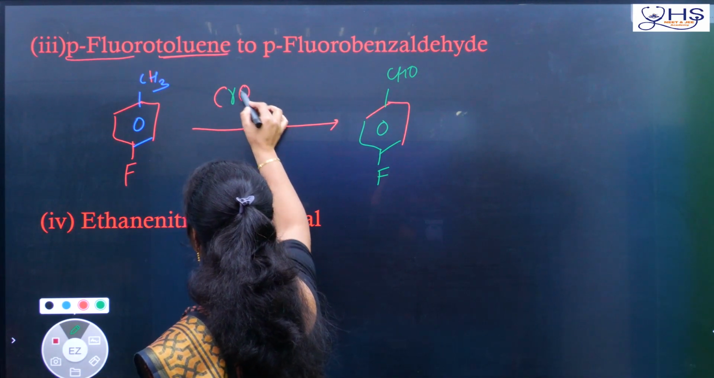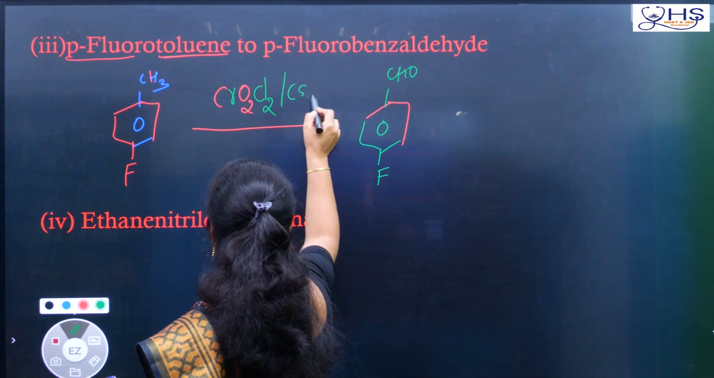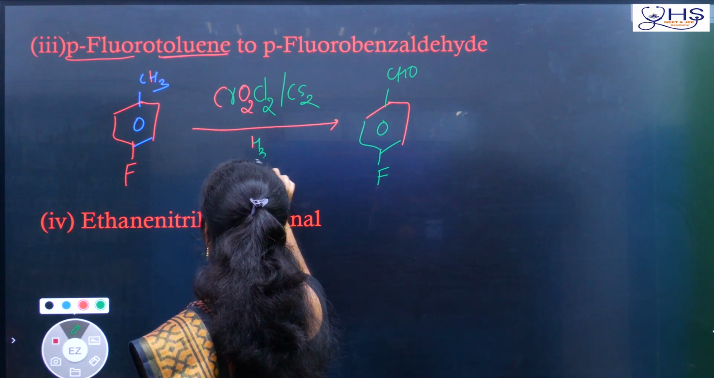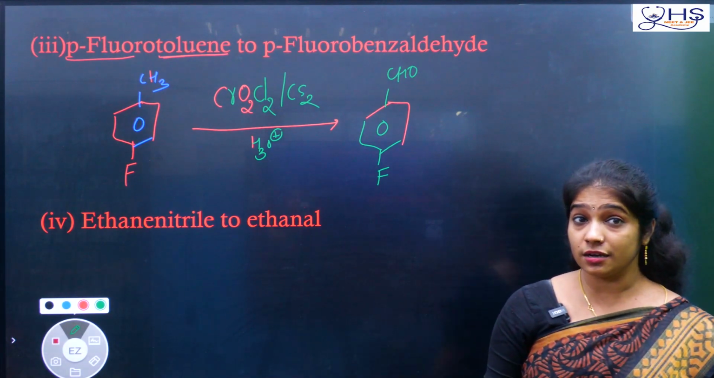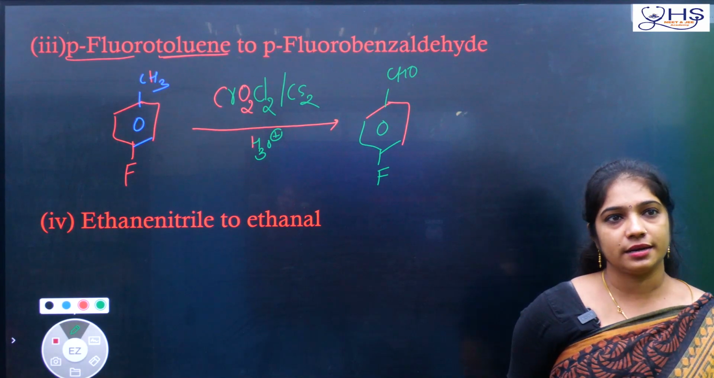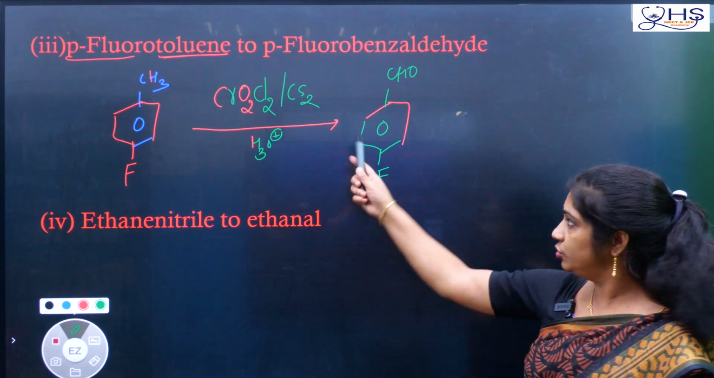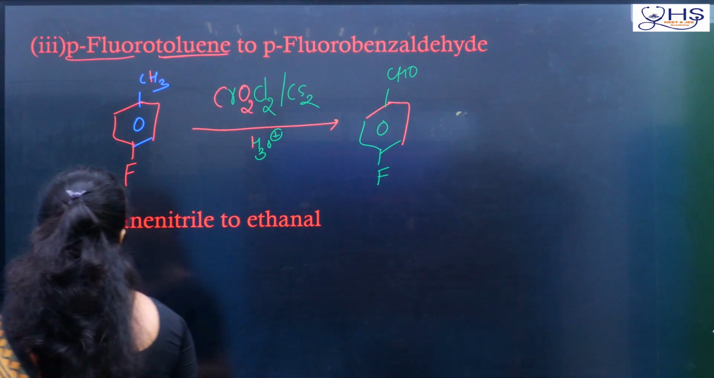What is the reagent in the Etard reaction? Chromyl chloride in the presence of CS2, followed by hydrolysis. Or you can write chromic oxide in the presence of acetic anhydride, followed by hydrolysis. All those reagents are correct. Now let's move to the next question.